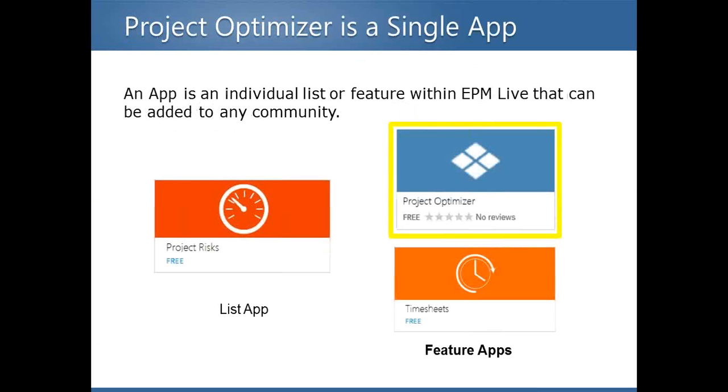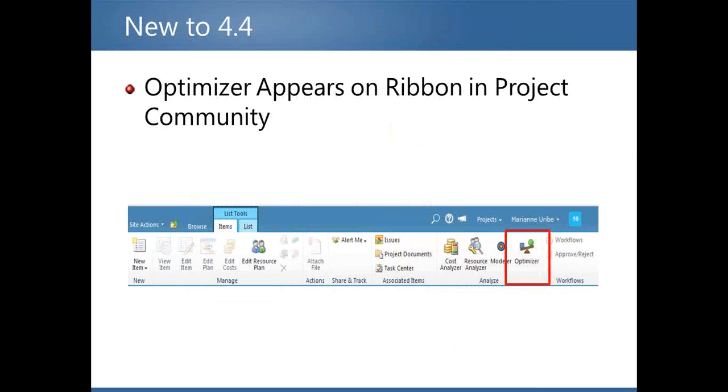In EPM Live, we have a number of apps available, and those include single apps, bundled apps, and third-party apps. The Project Optimizer is an example of a single app. It's also referred to as our feature app. Now, if you're already running EPM Live version 4.4, you may already see the optimizer in your ribbon within the Project Center, as shown here.